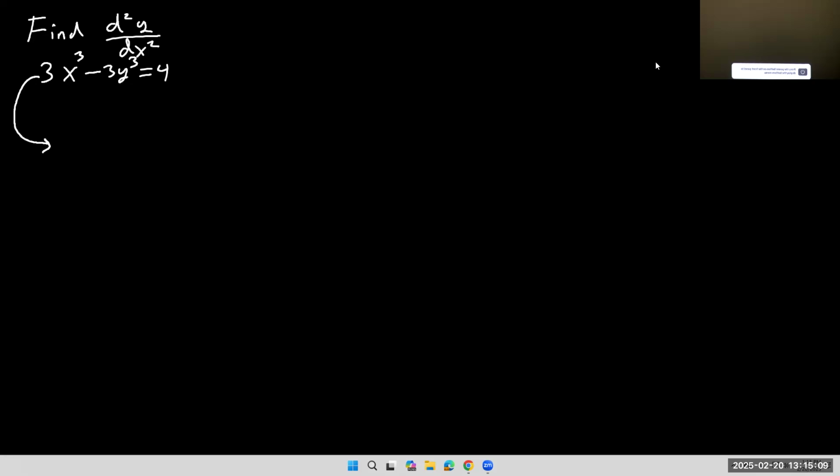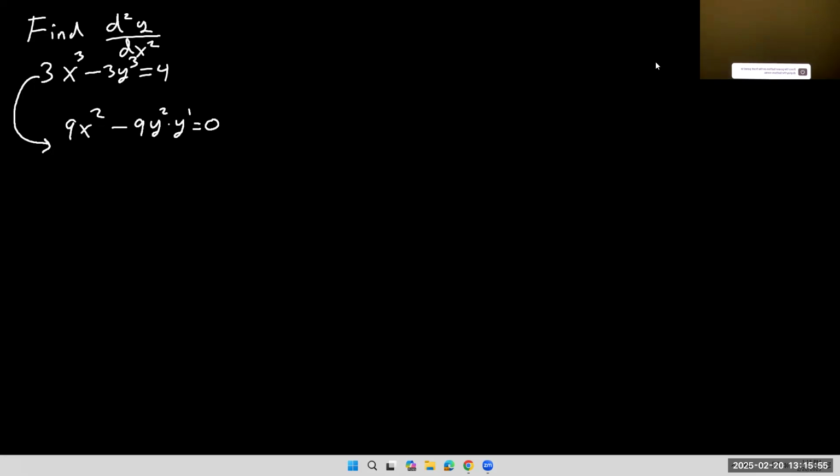So if we take the derivative of this, what are we going to get? We're just going to get the normal 3 comes down, 9x squared. Okay, and then this will come down. 3 times 3 is 9, and we get y squared. But then we're going to get y prime because y is a function of x.